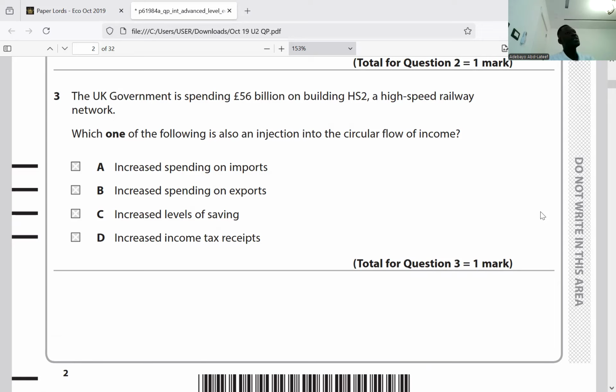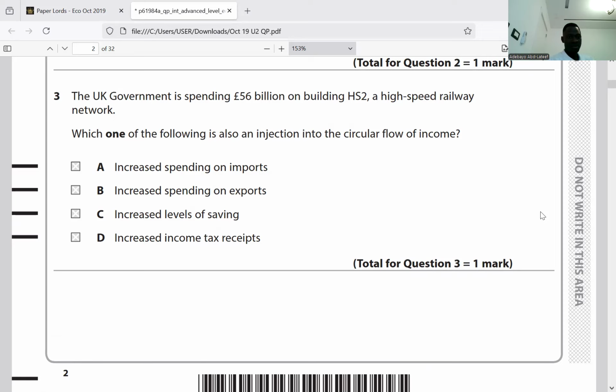Increased level of savings. Saving is a withdrawal. Okay. Increased income tax receipts. That's an increase in taxation. Increase in taxation is withdrawal because you take income from the people and they're not able to spend. Okay. So the answer for question 3 is B. So that's about injection and withdrawals.